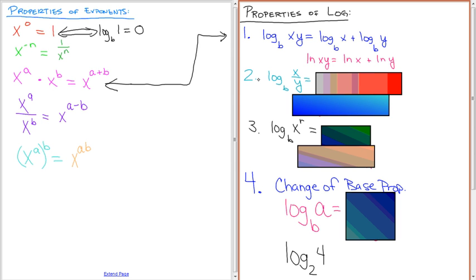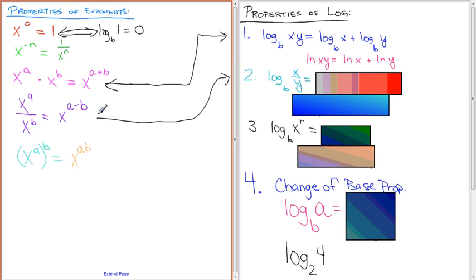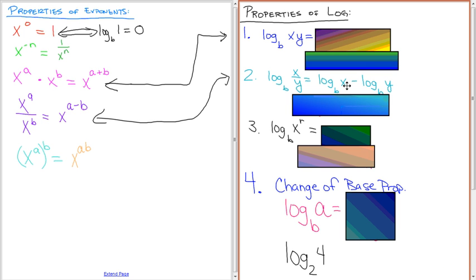Properties of logarithms number 2, log base b of x divided by y. That one would relate to this property here in exponents. In exponents, when you're dividing, you subtract. So in logarithms, it's the same thing. Take log base b of x minus log base b of y. Or if you're going to look at it with a natural log, ln of x over y equals ln of x minus ln of y.